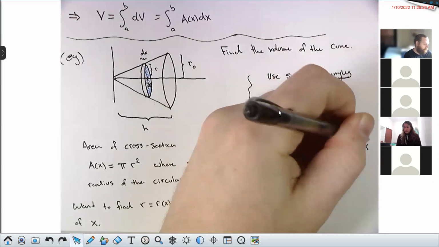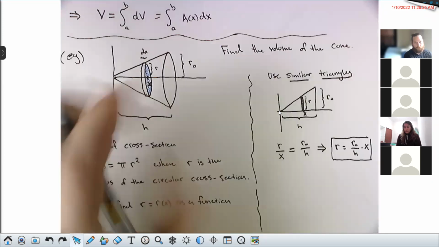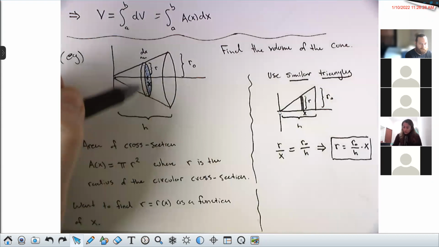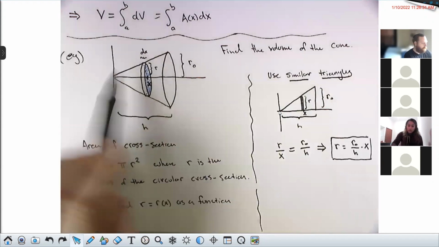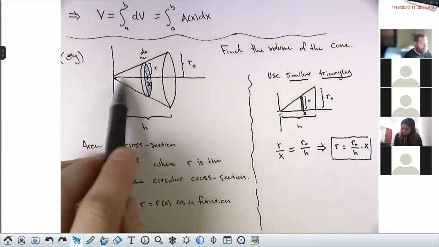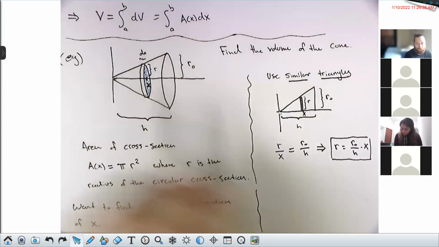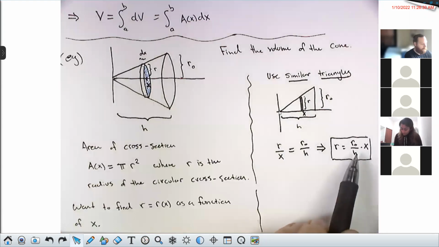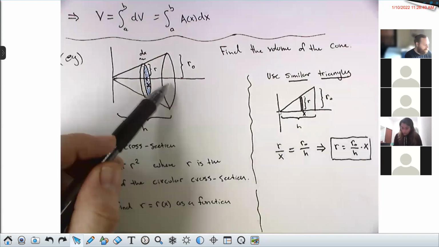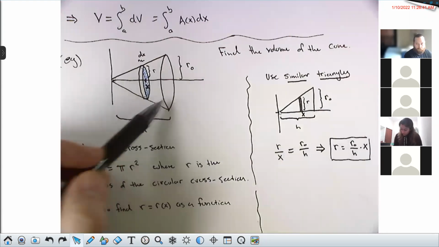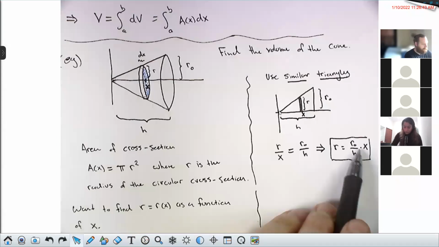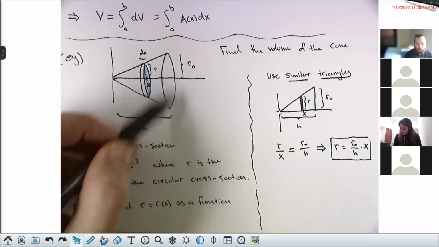So this is what we were looking for. We were looking for the radius of my disk here, the radius of this slice, as a function of X. If X is very small over here, that radius is very small. And you see if you plug a small number in for X here, this will be quite small. If X is equal to H over here, then this radius is equal to R0, which is the radius of the base of this cone, which is what we want.